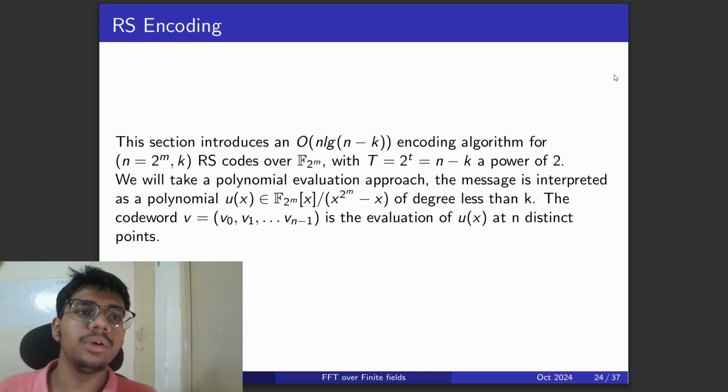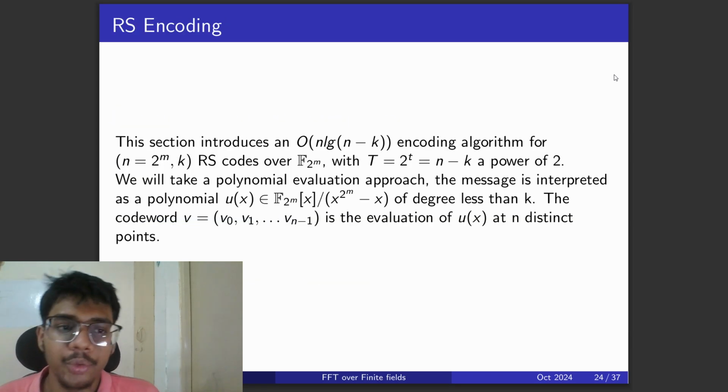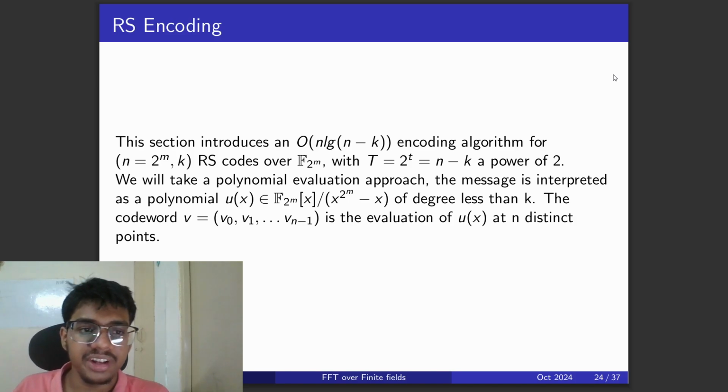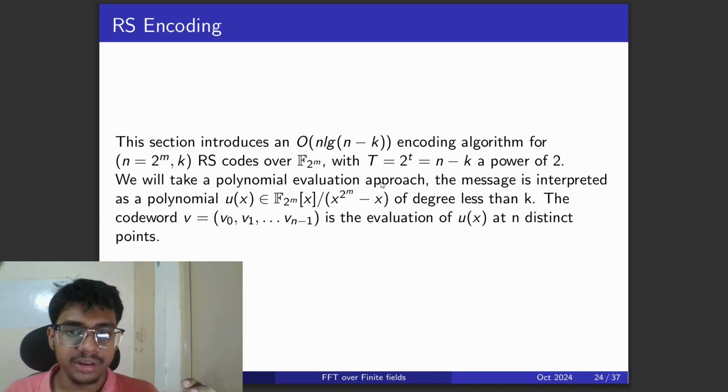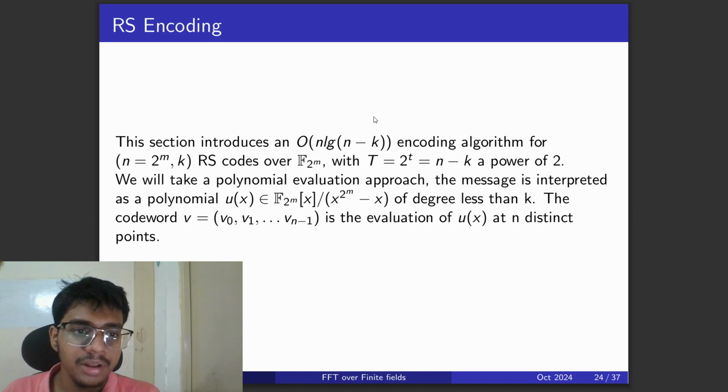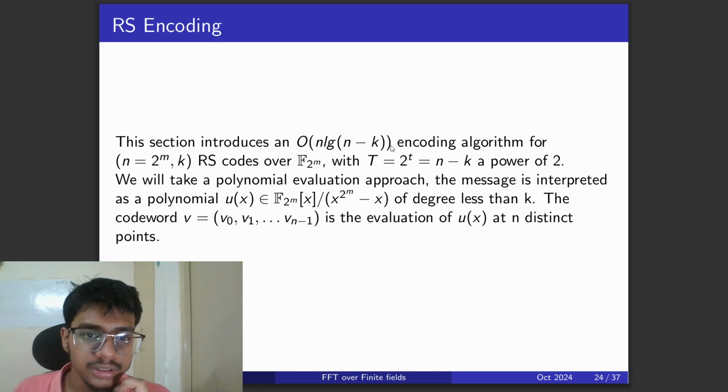So moving on to our Reed-Solomon encoding algorithm. This encoding algorithm will introduce us to O of n log t time complexity, where t is equal to n minus k and is a power of 2. So yeah, we will develop the time complexity of this by the end of this section.